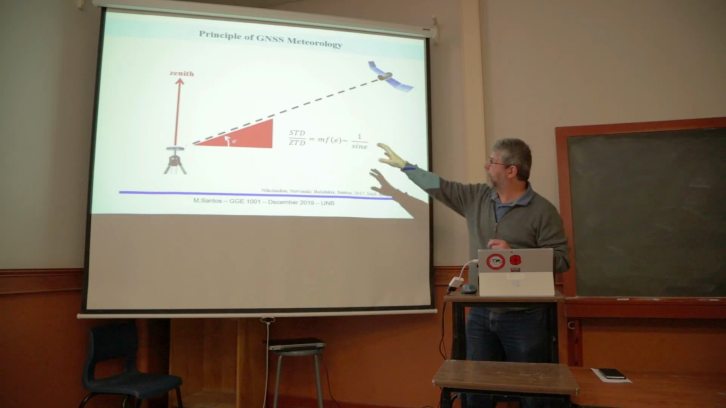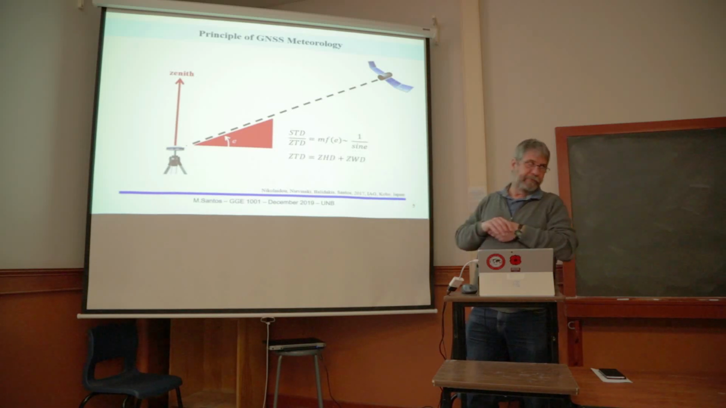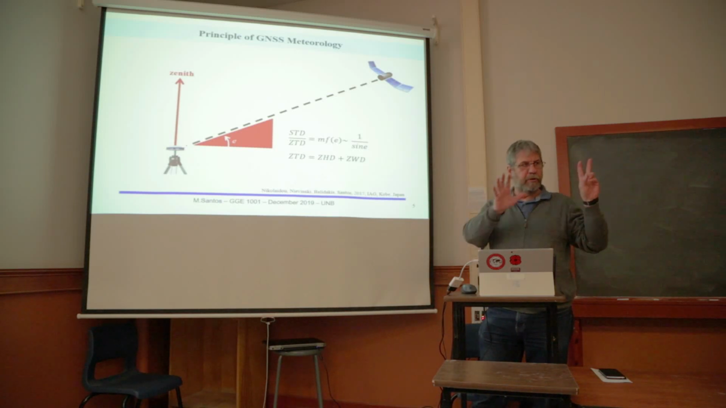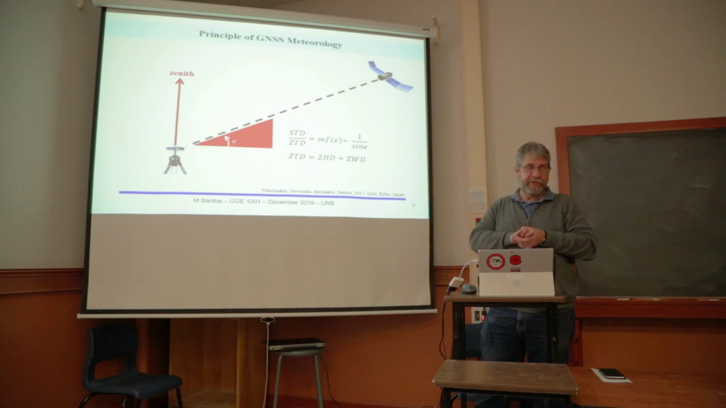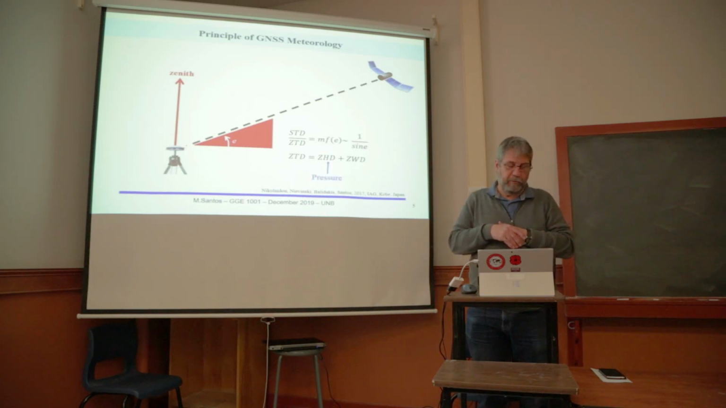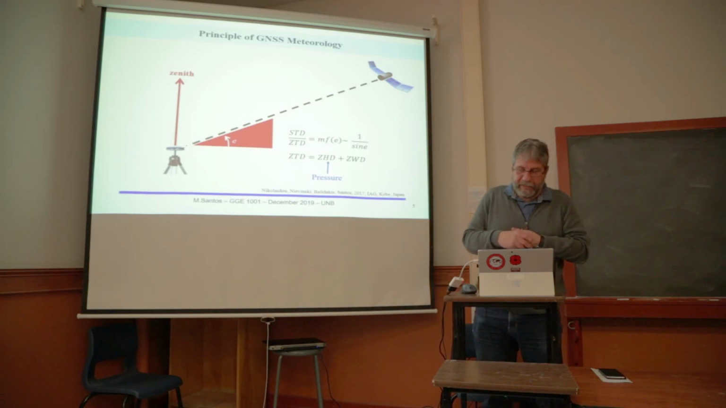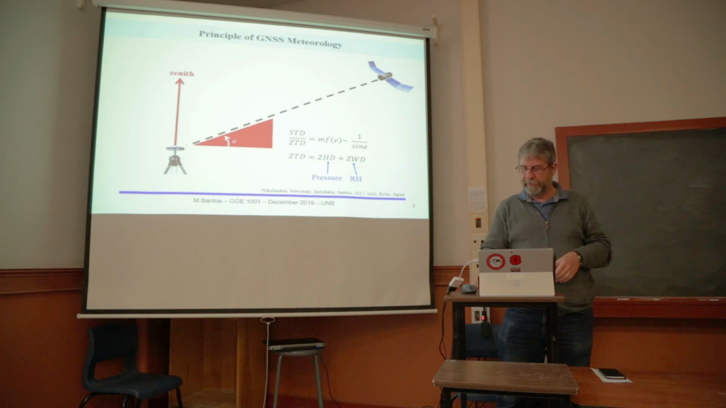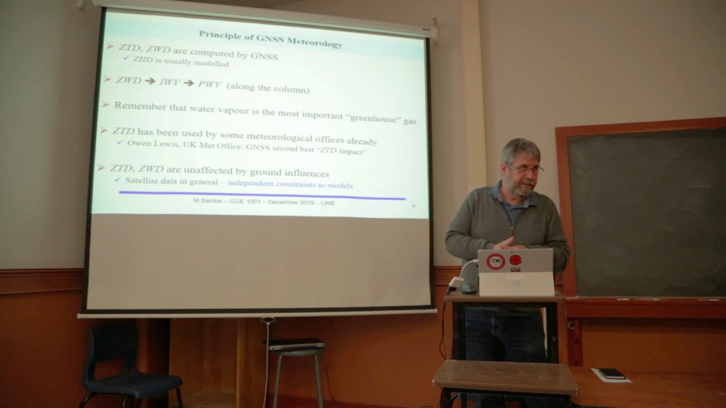Beyond these relations, this one is going to be the fundamental one for us. The total delay is composed of two components. We have the zenith hydrostatic delay, ZHD, and we have the zenith wet delay, ZWD. The hydrostatic can be represented as a function of pressure, the wet as a function of relative humidity or water vapor. So ZTD and ZWD are computed by GNSS.